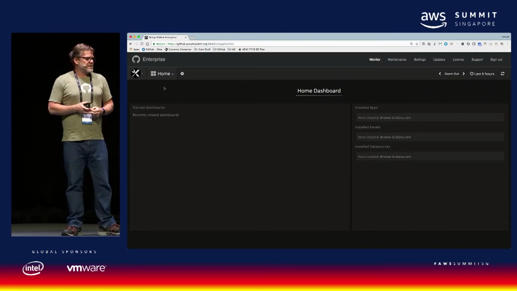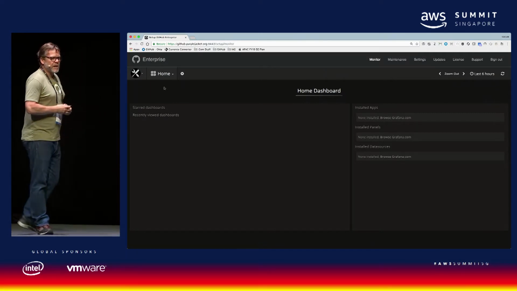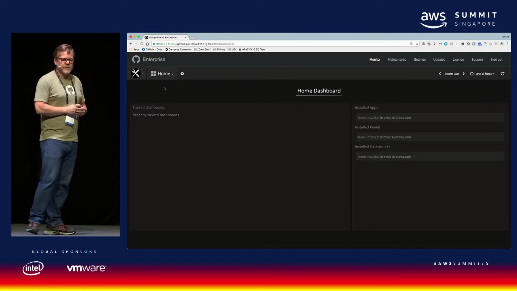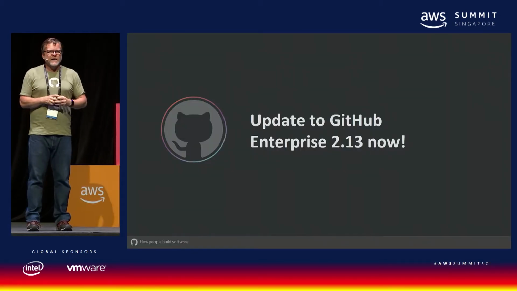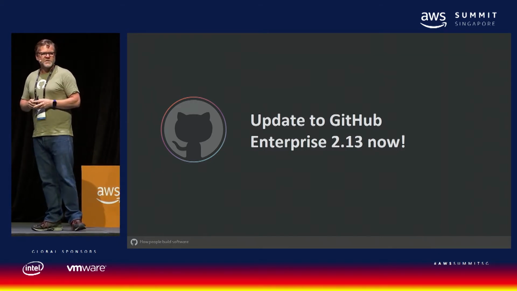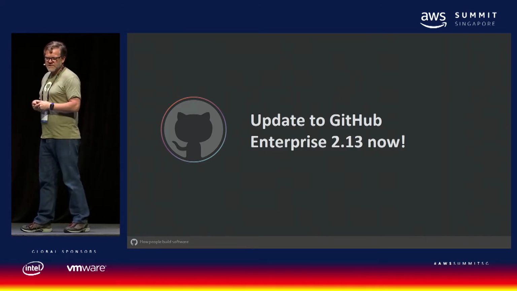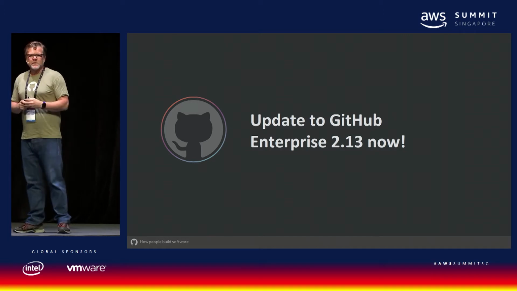So we want to have the ability eventually to be able to do things like plug your own applications and plug your own metrics monitoring into the system. So the good thing about all this, as I said already, is that it's all available now in GitHub Enterprise 2.13. We released it last Wednesday, and that's enough for an update on GitHub for now.